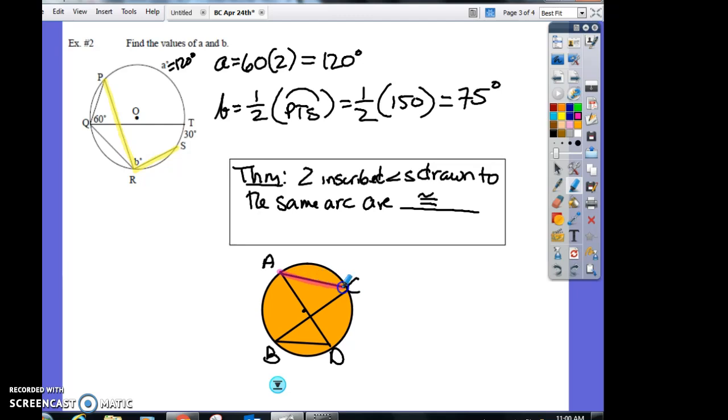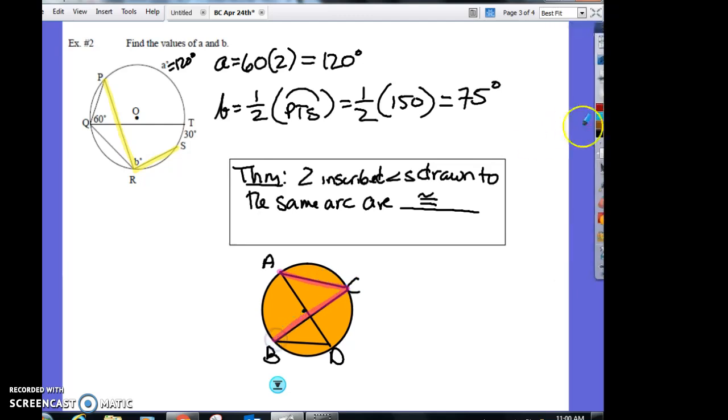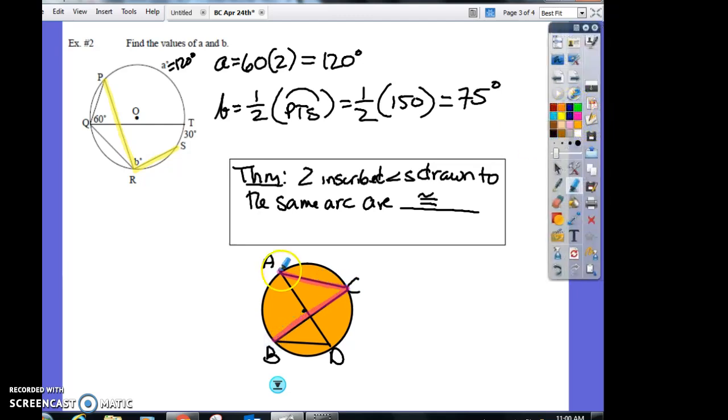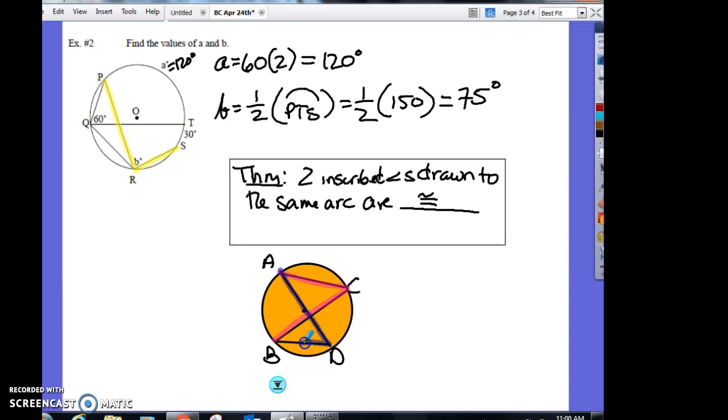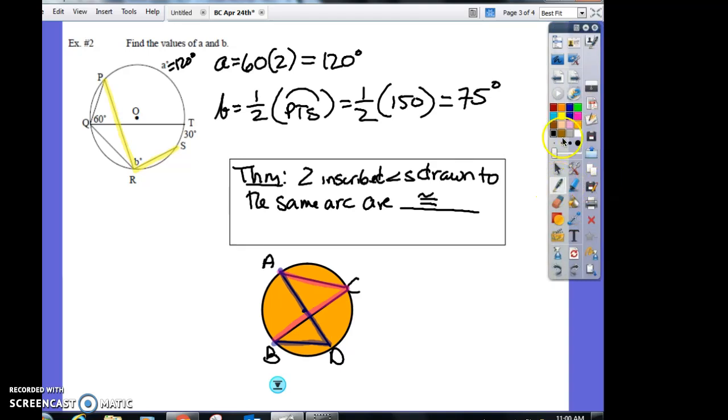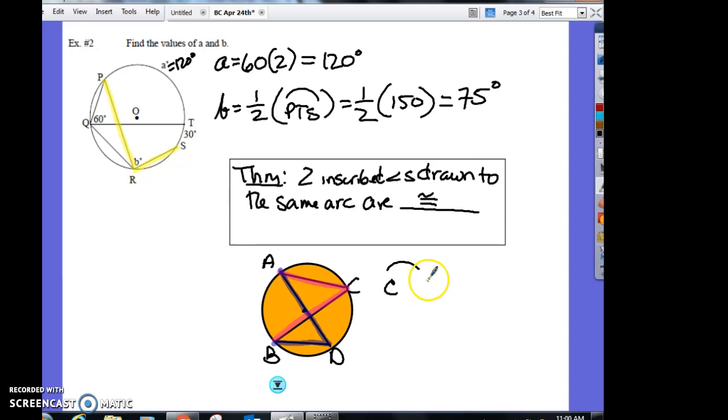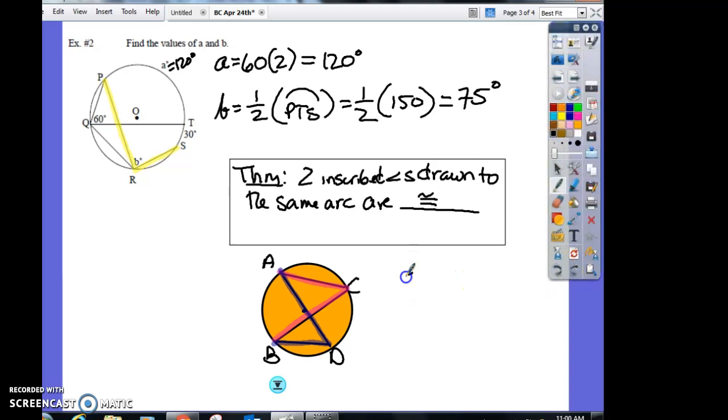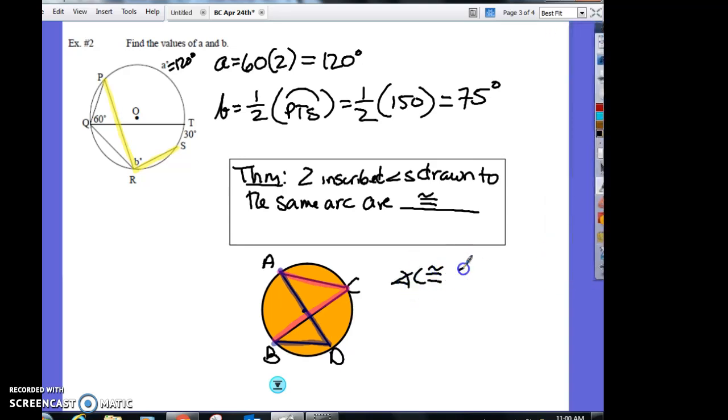Here's angle C, and here is angle D. Both inscribed because their vertices are on the circle, and look, they're both drawn to arc AB. So those are two inscribed angles drawn to the same arc. So I can say that both angle C and angle D are congruent to each other. And you'll notice, hey, it also works for angle A and angle B. Those are two inscribed angles drawn to the same arc.